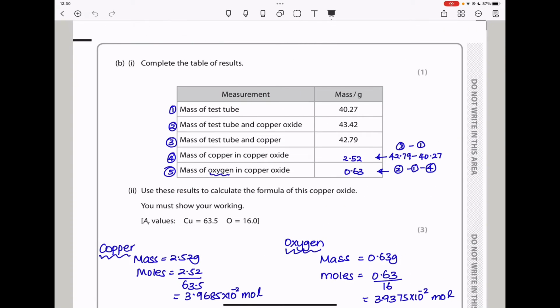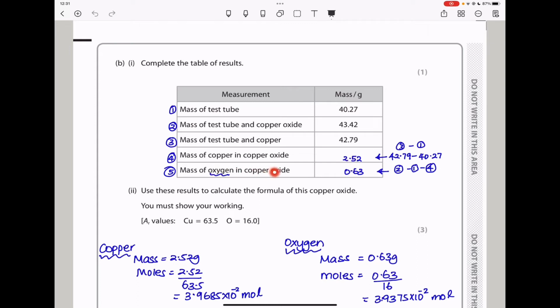So the table of results is as we see here. We have the mass of the test tube, the mass of the test tube and the copper oxide, the mass of the test tube and copper, the mass of copper in the copper oxide, and the mass of oxygen. So to find the mass of copper in the copper oxide, we had to get this, because this is the mass of test tube and copper. When we subtract the mass of the test tube, we get the mass of copper, which is going to be, so here we have 42.79 minus 40.27. That gives us the mass of copper.